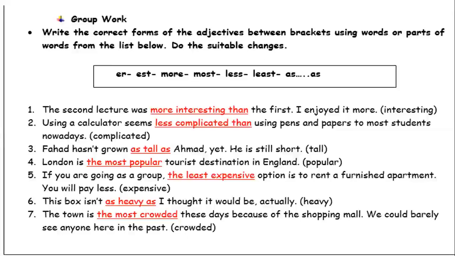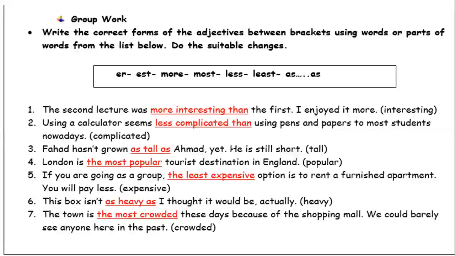So here, I want to answer it by using the superlative form and to use the least with expensive because I want to save my money. So if you are going as a group, the least expensive option is to rent a furnished apartment. You will pay less.